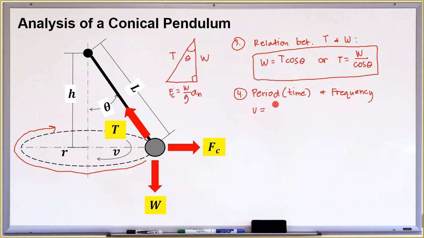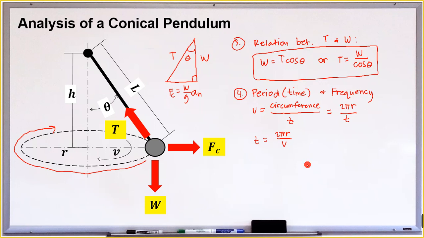The circumference. So the velocity is equal to the circumference of this circle divided by the time. We know that the circumference is 2 pi r, all over time. Now, to solve for time, since we're talking about the period, time is just equal to 2 pi r over the velocity.